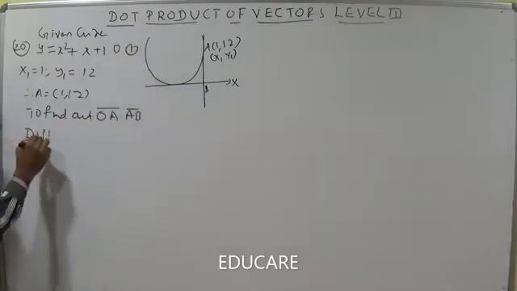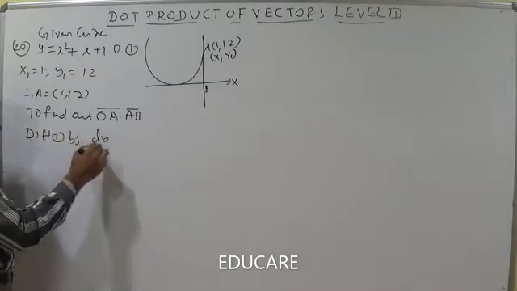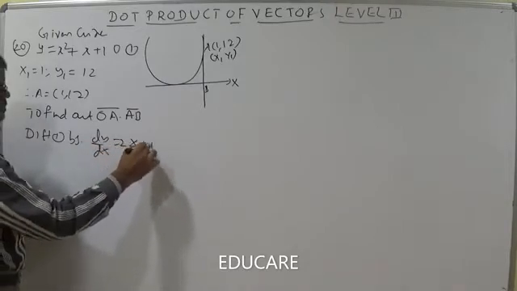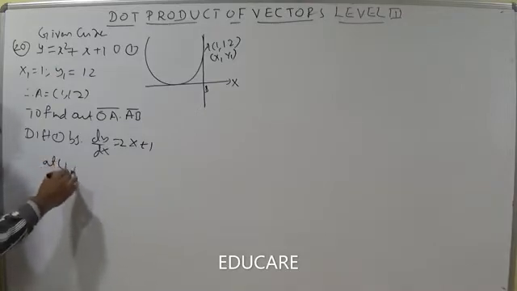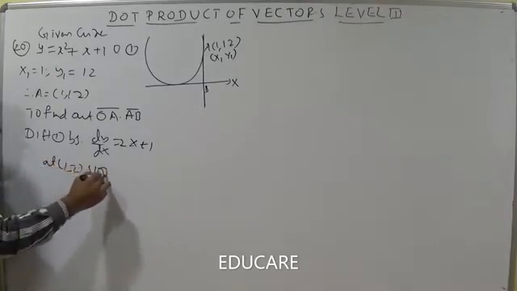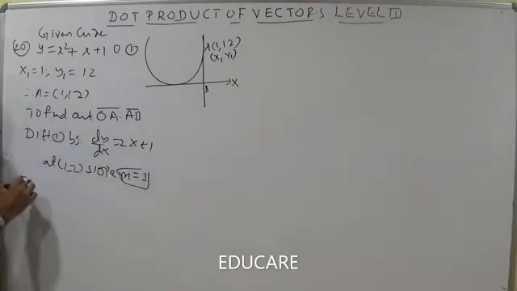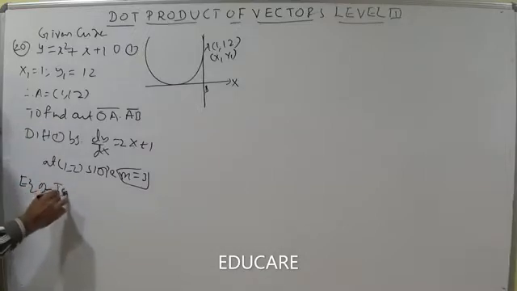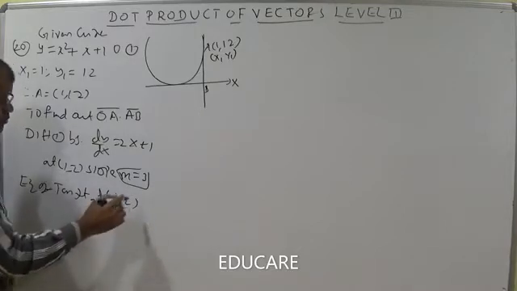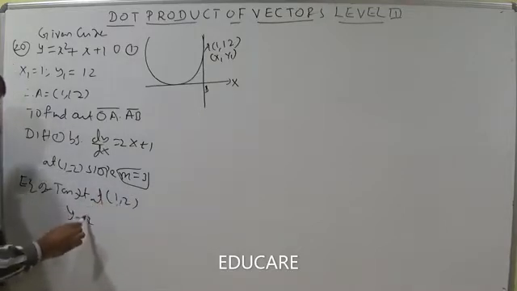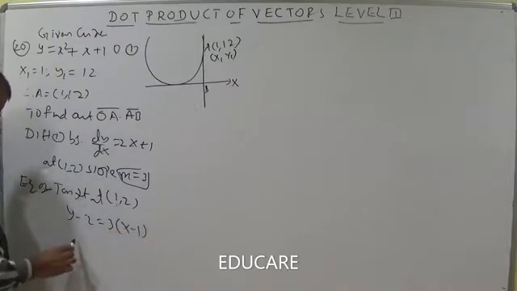Now differentiating both sides, we get the slope dy by dx equal to 2x plus 1. Slope at A: m is equal to 2 plus 1, it becomes 3. Now we can write the equation of tangent with slope m equal to 3: y minus y1 equal to m into x minus x1.